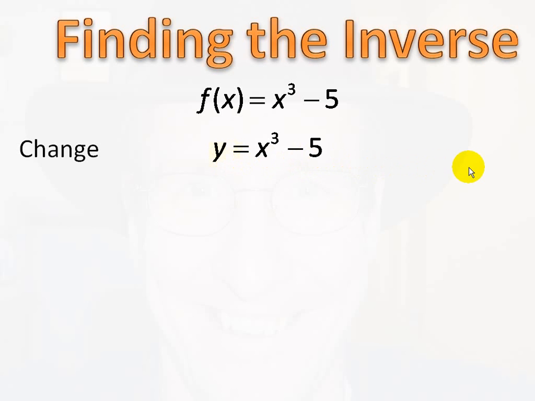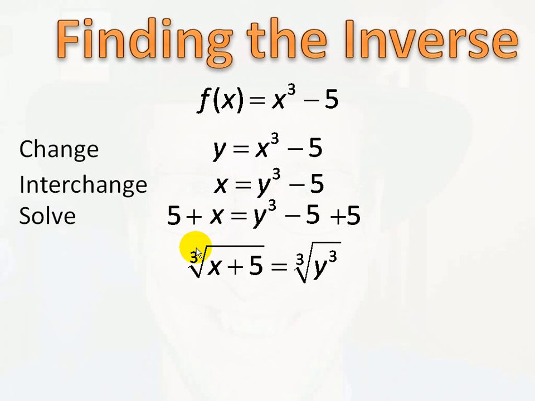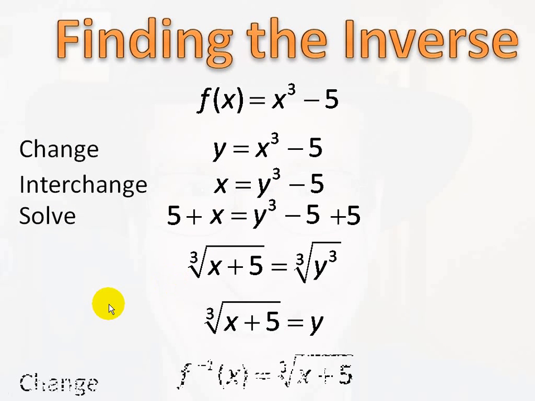Now, next we want to interchange the variables. Notice, when we talk about inverses, remember we interchange the x's and y's, and that's what I've done here. In place of the x cubed, I've got y cubed. In place of the y, I've got x. Now, we want to solve. So we change, interchange, and solve. Okay, so I need to add 5 to both sides, and then take the cube root, and now I have y equals the cube root of x plus 5, and then I change notation back. So notice we changed, interchanged, solved, and then changed back. And now we have our inverse function.